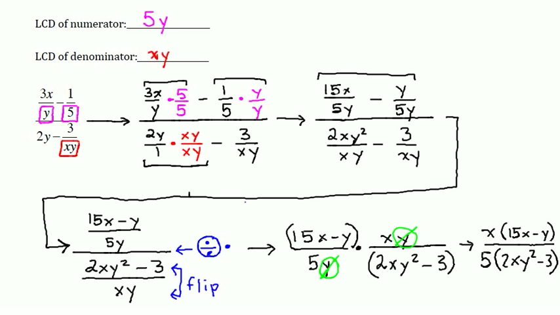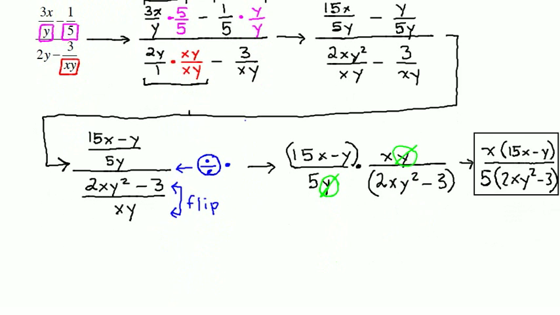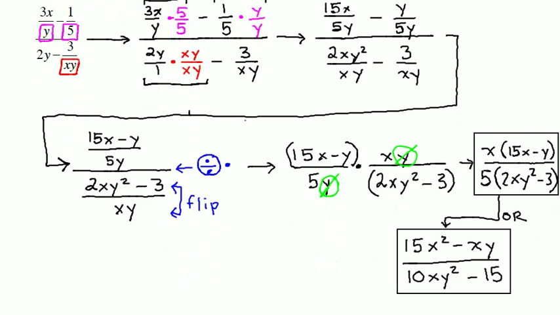We can multiply this out if we wish. It isn't totally necessary. It's okay to leave things in factored form, but if we wanted to multiply this out, we could also get the answer 15x squared minus xy over 10xy squared minus 15.